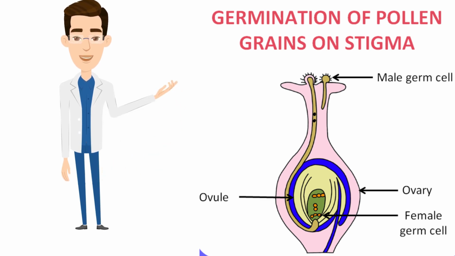Germination of pollen on stigma. The germination of pollen on the stigma is a crucial step in the sexual reproduction of flowering plants. Here's how it happens.